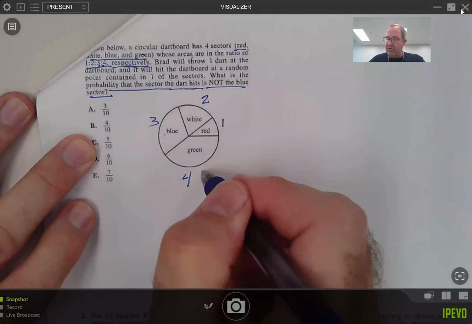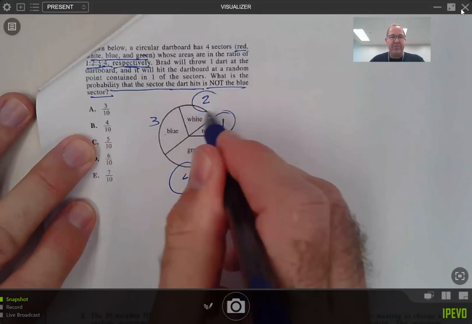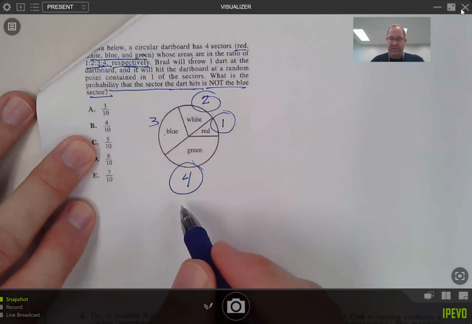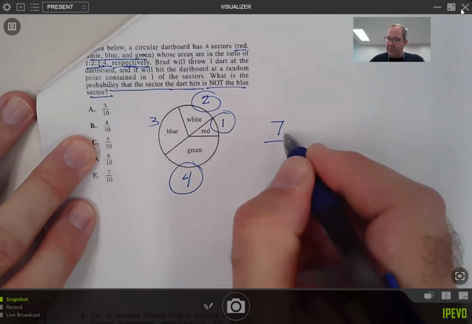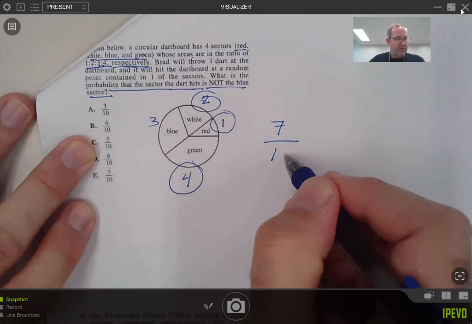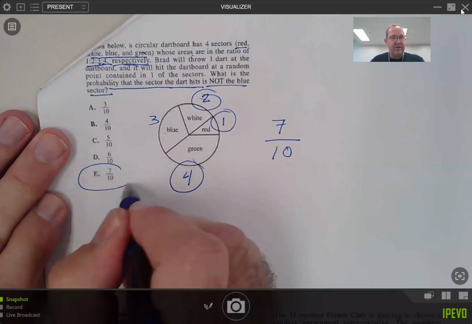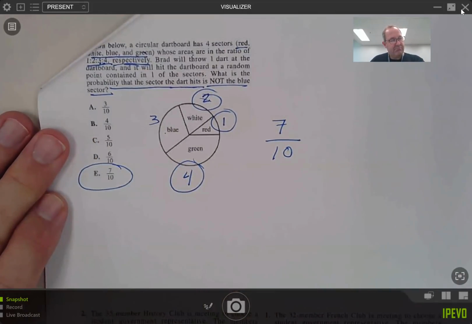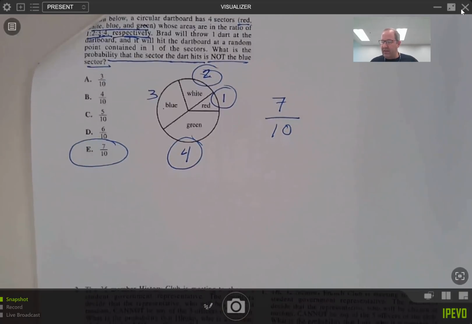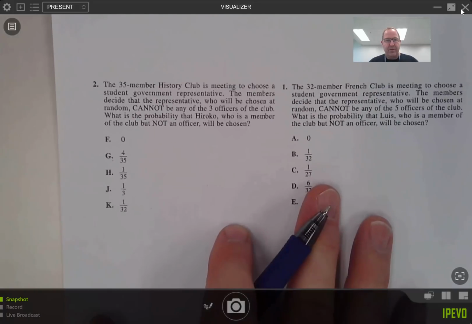That means we're going to hit green, red, or white? Well, total of that is 7 out of how many? 10, right? If we add those up, 7 over 10, letter E. Not too bad. Okay, so those are like our introductory type of probability questions. Now, let's get a little bit more interesting here.